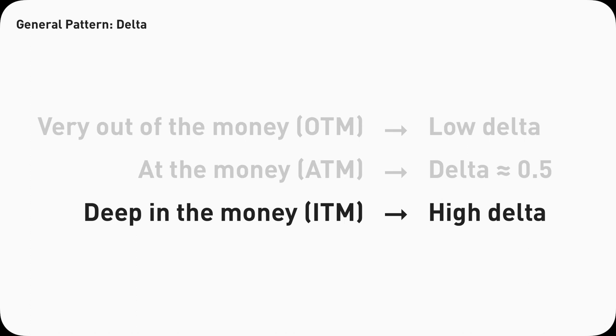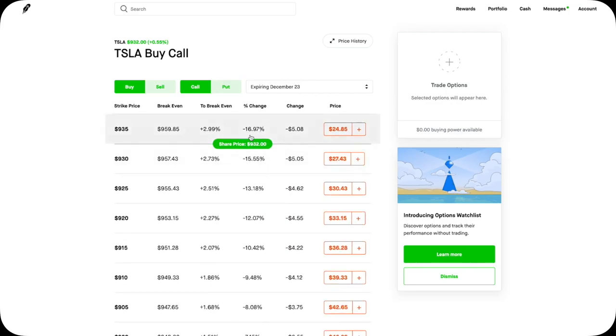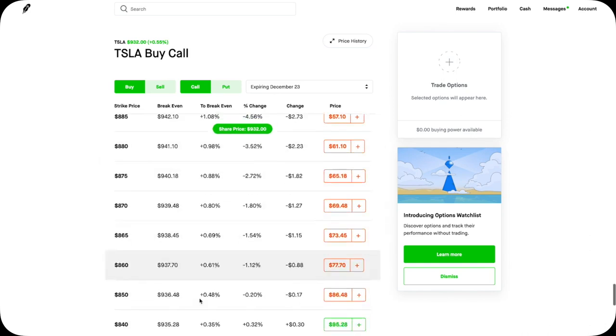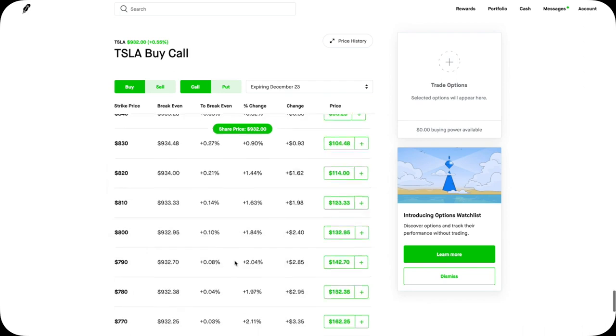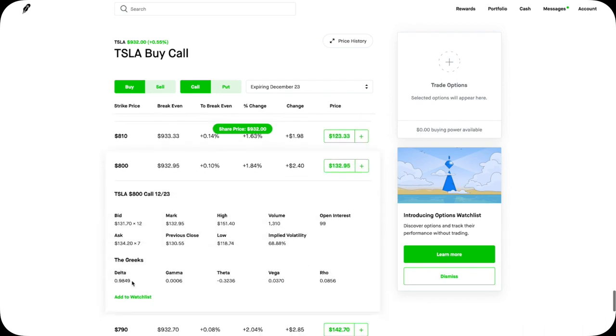So, some general patterns for delta. The deeper the option is in the money, the higher the delta will be. Let's take a look at some examples. Tesla stock is now trading at 932. For calls, anything below that price line is in the money. The 930 call is in the money with a delta of 0.53. If you go even deeper, an 800 Tesla call, the delta is now 0.99.